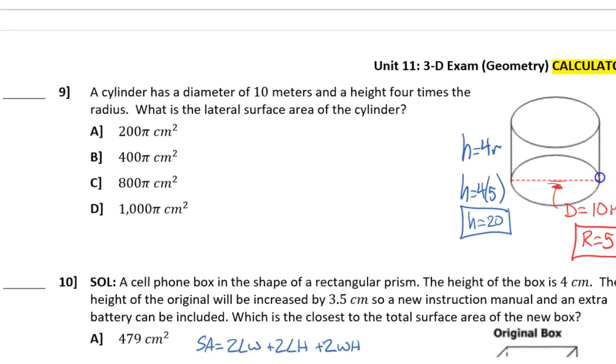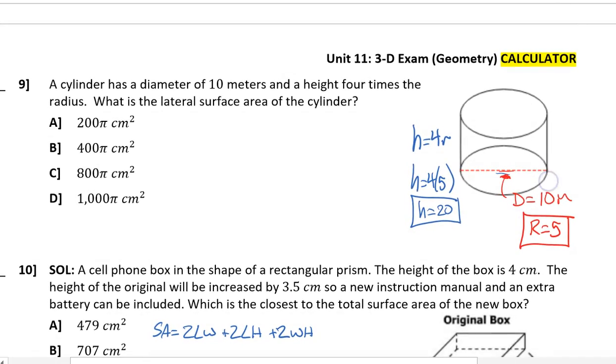Question number 9. A cylinder has a diameter of 10 meters and a height of 4 times the radius. What is the lateral surface area? So lateral surface area, we have a formula for that, and that is 2 times pi times the radius times the height. Well, what are the radius and height?